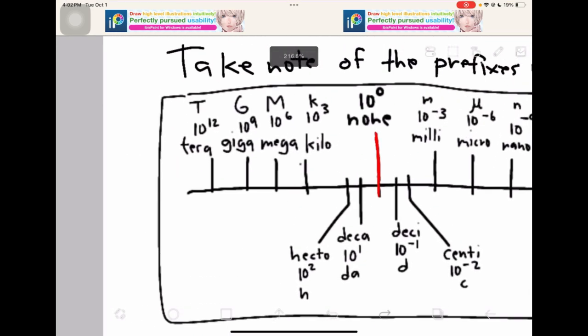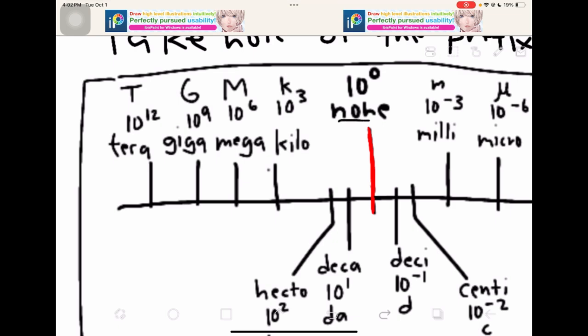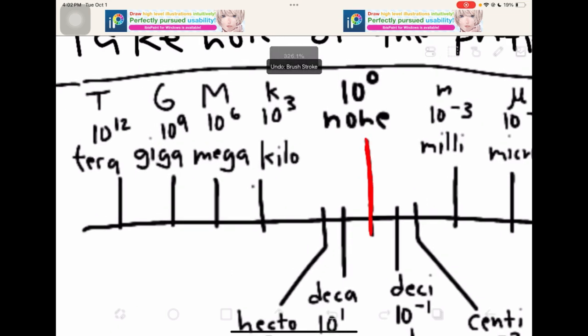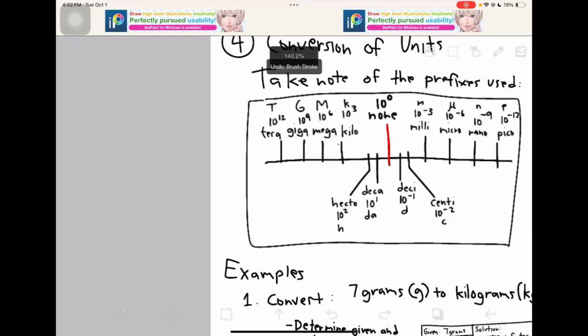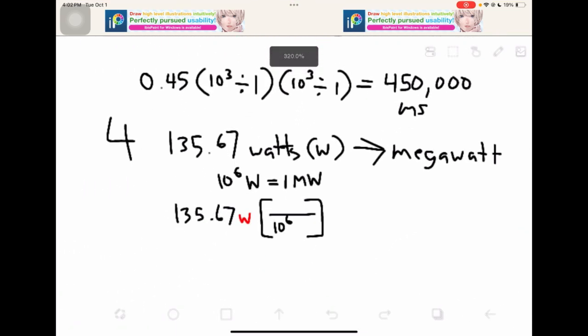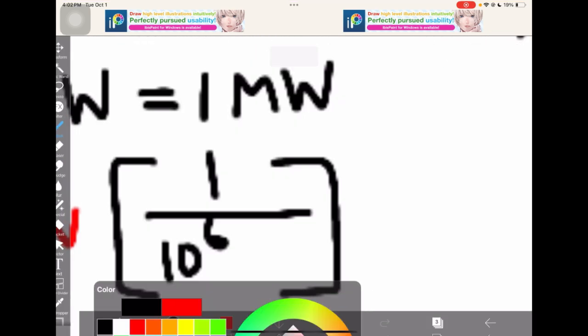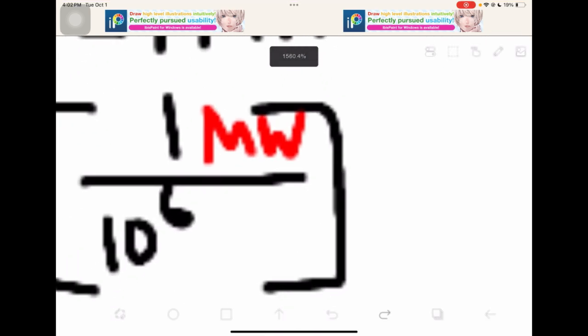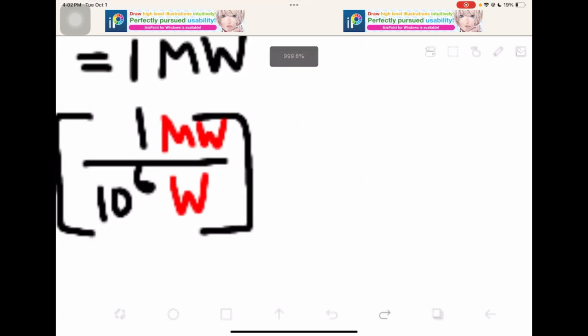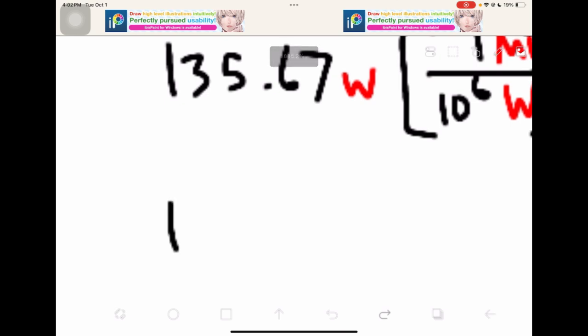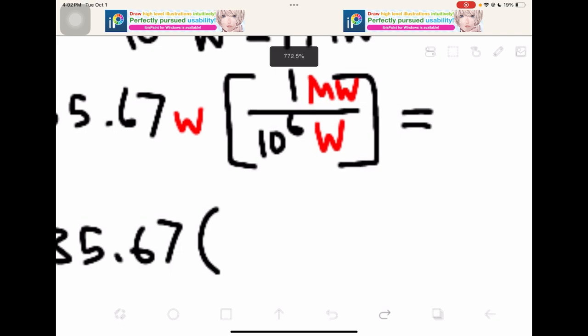See? 1 megawatt is equal to 10 raised to 6 watts. There we go. And that's just 1. So we're just going to label it for the sake of making it complete. And then just convert it again. Let's put it in our calculator. So I want you to put this in your calculator. I'm just going to write the equation. Hold on.